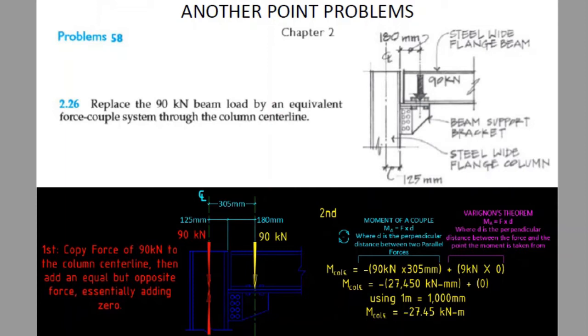What we do first is copy the force of 90 kN to the column centerline. Then we add an equal but opposite force. Essentially, we are adding 0.